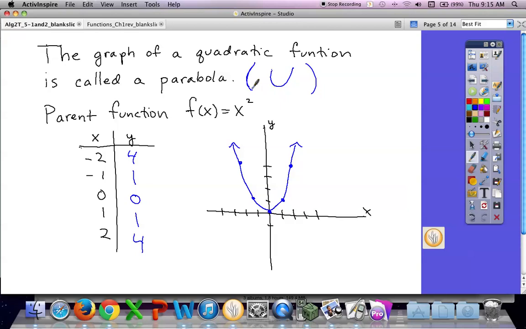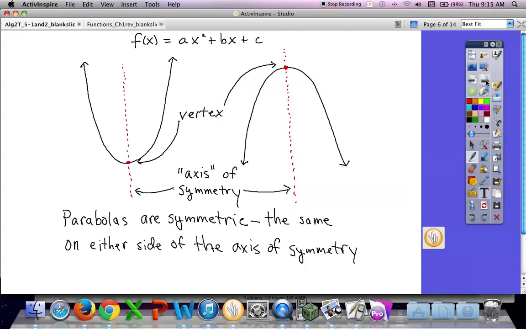Now, the parabola can open up or down. It could be like this or it could be like that. On the next slide, the place where it turns, right? If it opens up, the lowest point on the parabola, or if it opens down, the highest point where it changes direction is called a vertex. Either case, this point is a vertex.